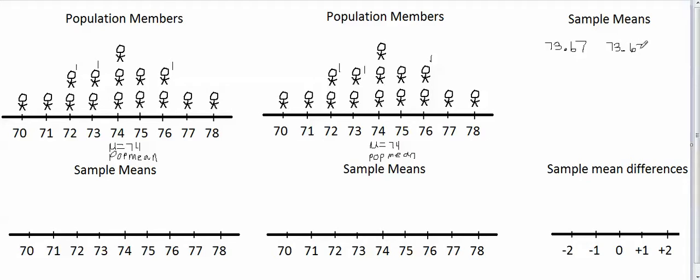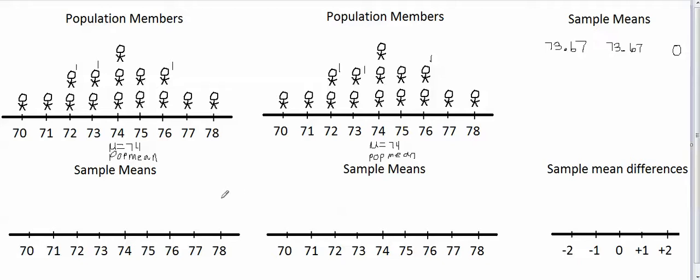Over here, I want you to put in a third column the sample mean difference. That's just what you get by subtracting the first sample mean by the second sample mean. This minus this equals 0. So our first sample mean difference is actually 0. Because they're equal, there's no difference.